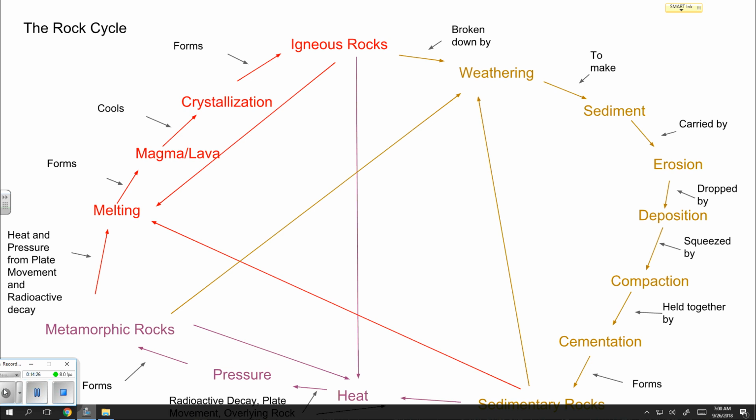We'll build from there. We'll probably do a couple labs as we move forward, identifying some rocks and doing some things like that. But this is the end of the rock notes. So we'll build from there. We'll review a little bit, and we'll probably test over this sometime within the next few days.